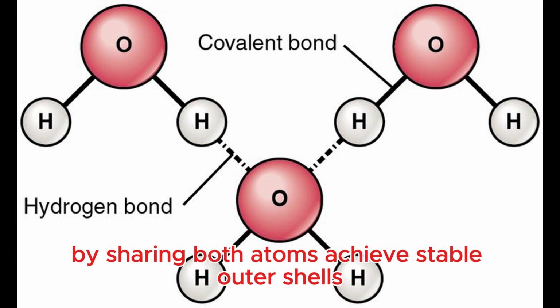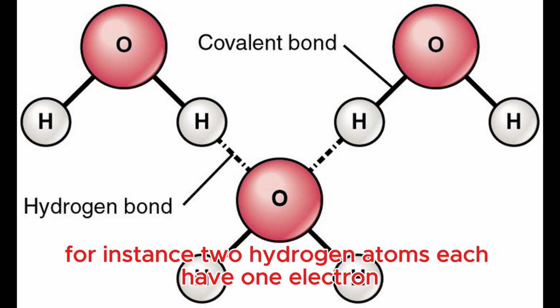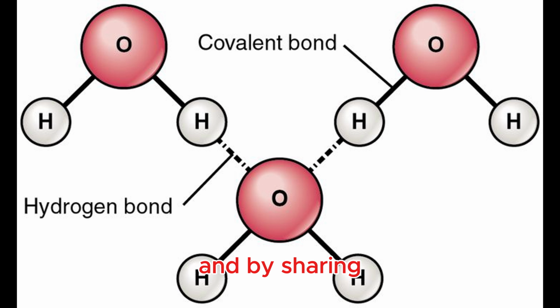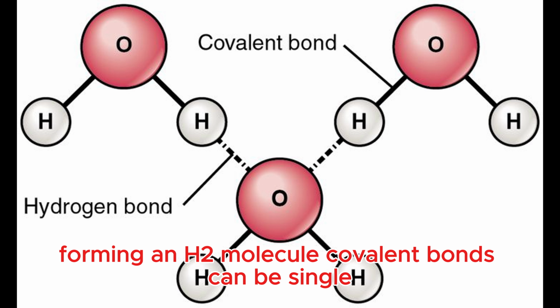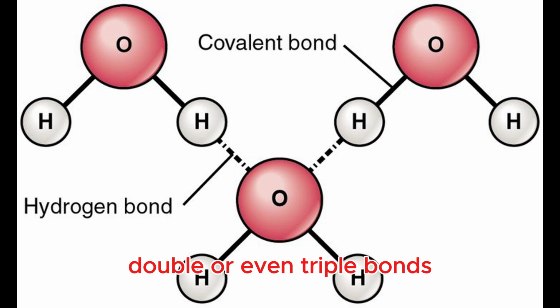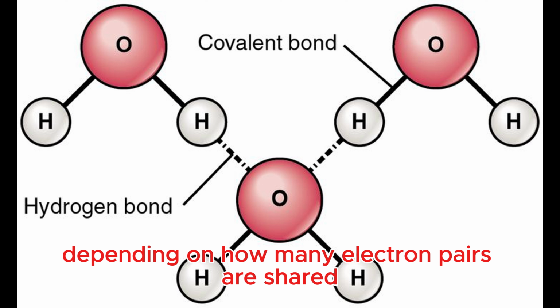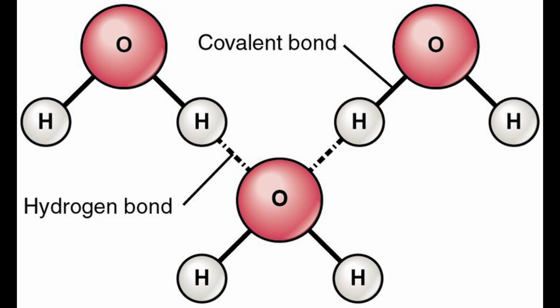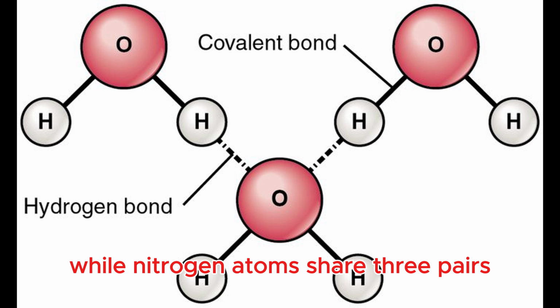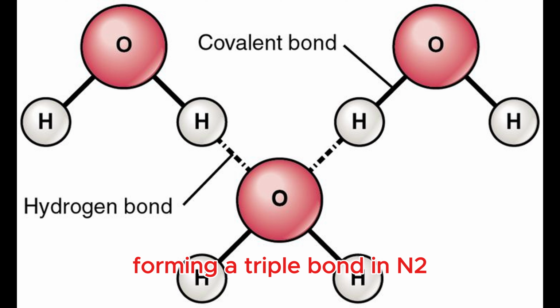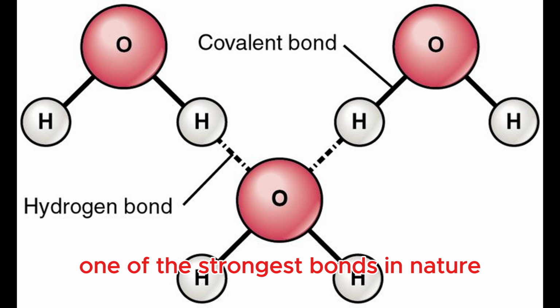By sharing, both atoms achieve stable outer shells. For instance, 2 hydrogen atoms each have 1 electron, and by sharing, both reach a stable configuration of 2 electrons, forming an H2 molecule. Covalent bonds can be single, double, or even triple bonds depending on how many electron pairs are shared. Oxygen atoms share 2 pairs, forming a double bond in O2, while nitrogen atoms share 3 pairs, forming a triple bond in N2, one of the strongest bonds in nature.